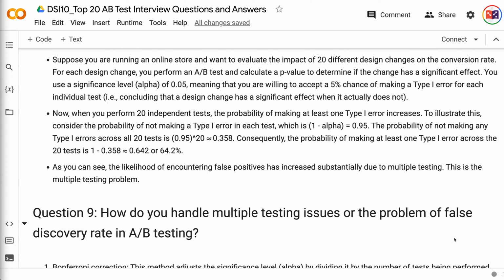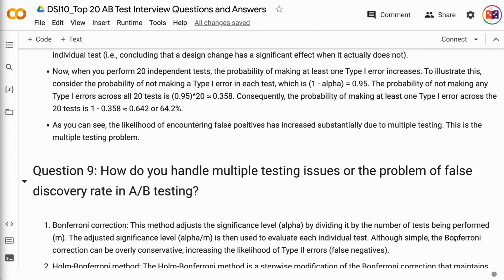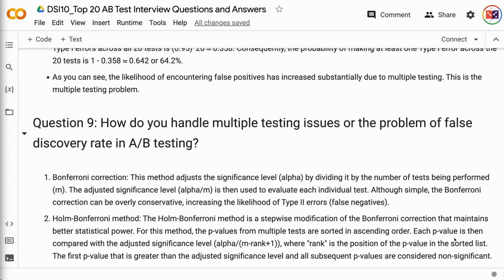Now, when you perform 20 independent tests, the probability of making at least one type 1 error increases. To illustrate this, consider the probability of not making a type 1 error in each test, which is 1 minus alpha equals 0.95. The probability of not making any type 1 errors across all 20 tests is 0.95 to the power of 20 equals 0.358. Consequently, the probability of making at least one type 1 error across the 20 tests is 1 minus 0.358 equals 0.642, or 64.2%. As you can see, the likelihood of encountering false positives has increased substantially due to multiple testing. This is the multiple testing problem.